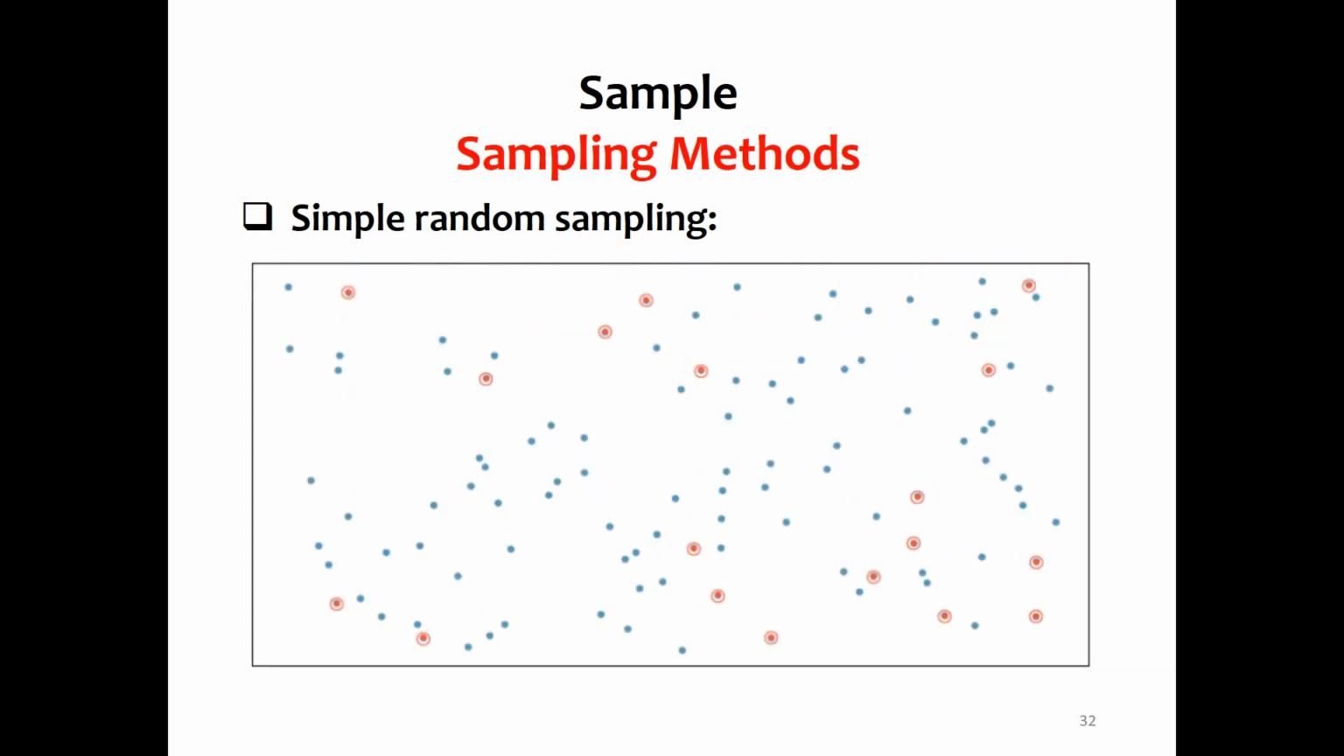This picture illustrates the simple random sampling method. Red circles are the sample elements you select from the population for your study.